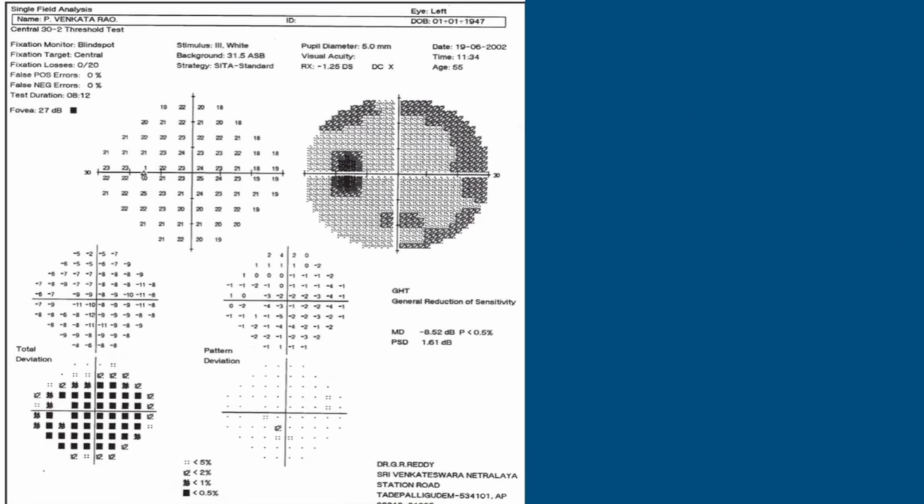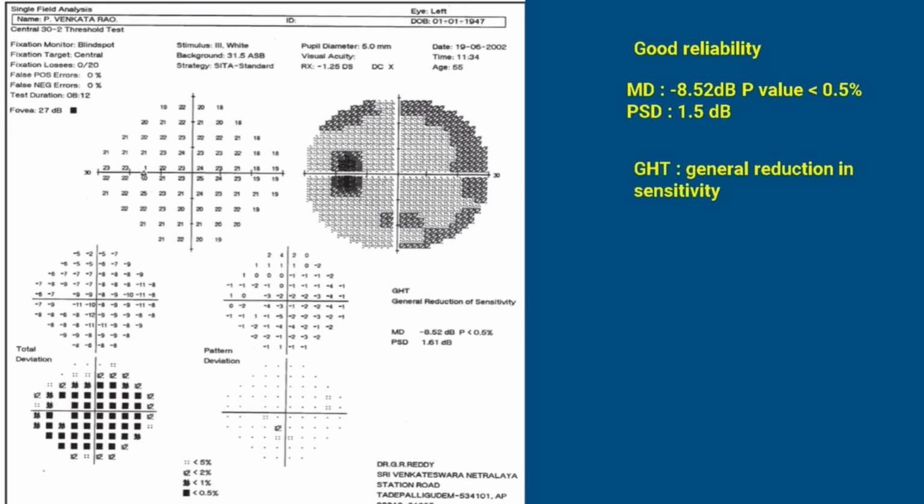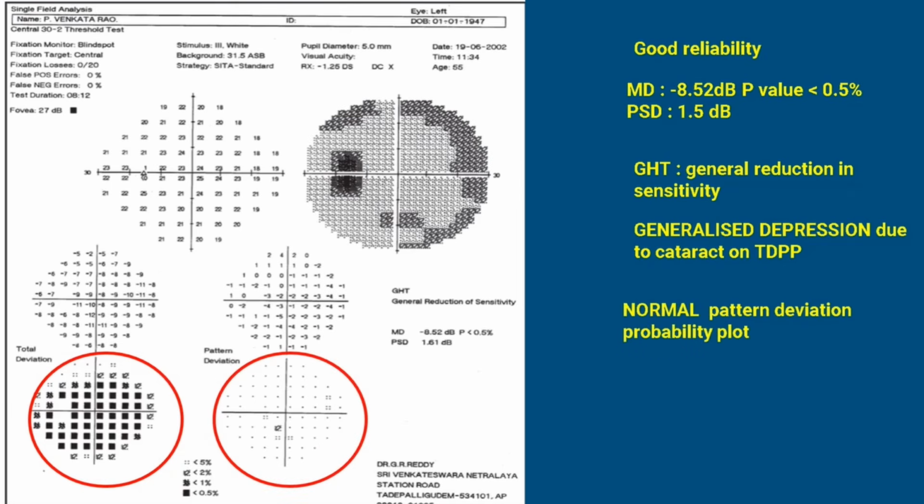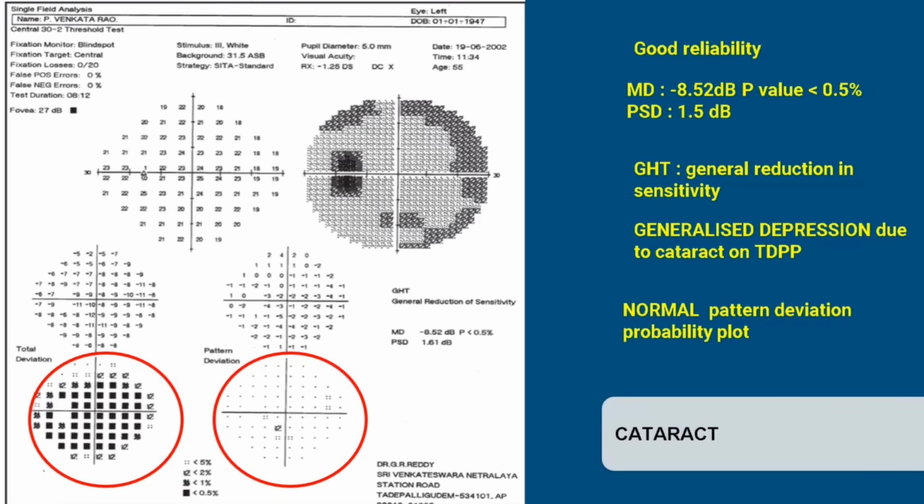For this patient, the fields were reliable. The mean deviation index was significant. The GHT showed that there is general reduction in the sensitivity, and there was generalized depression in the TDPP, and the pattern deviation probability plot was normal. So this was a case of cataract.